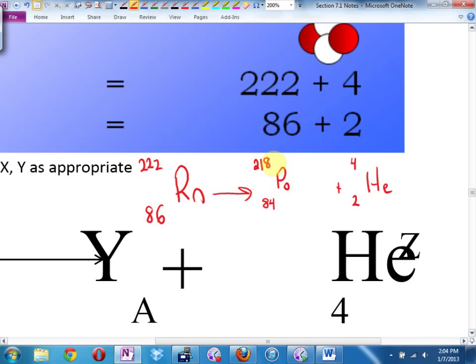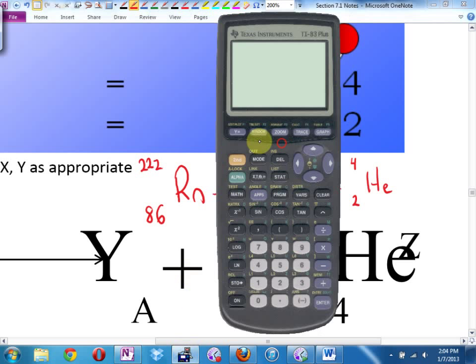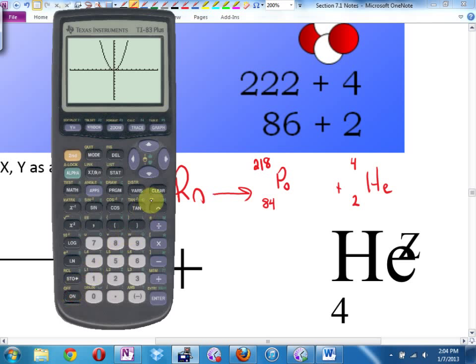218. Oh, how many neutrons does polonium have in its nucleus? This particular version of polonium, since it has a mass of 218 and it's got 84 protons, the rest of the mass must be from 134 neutrons.